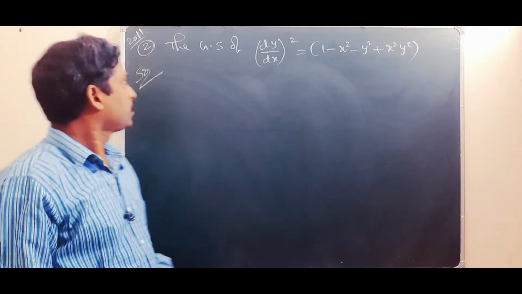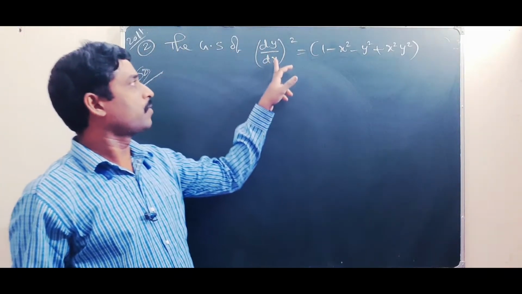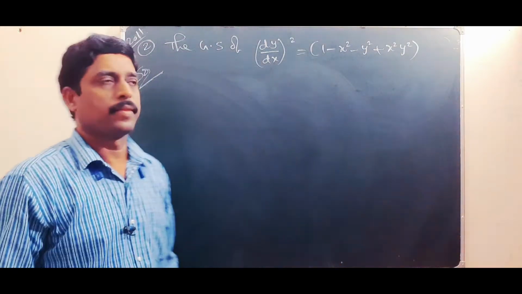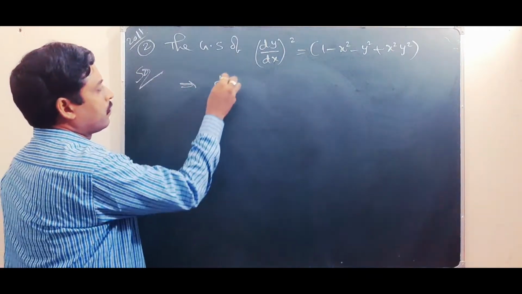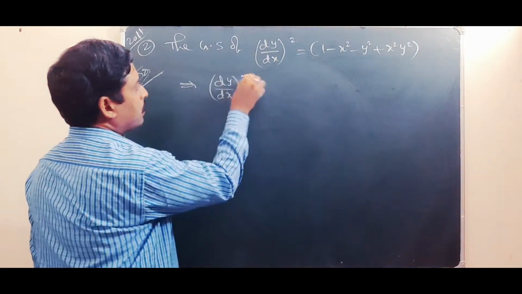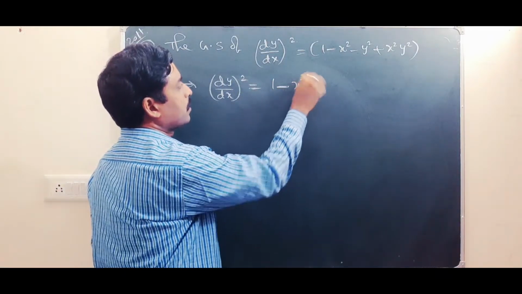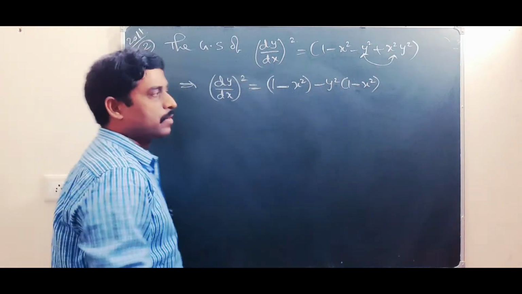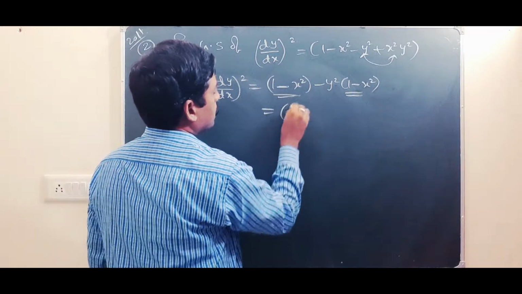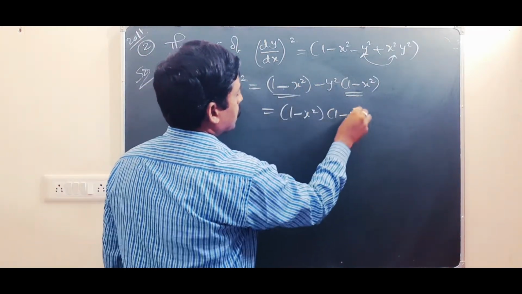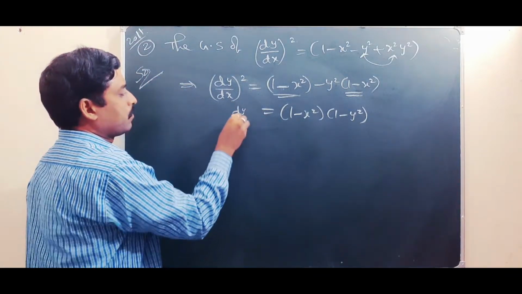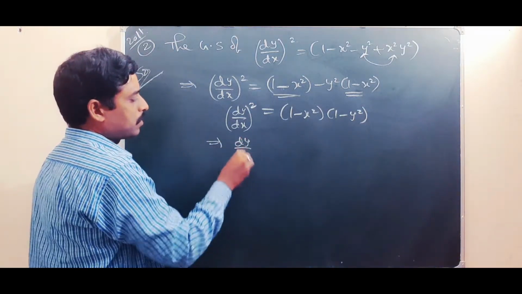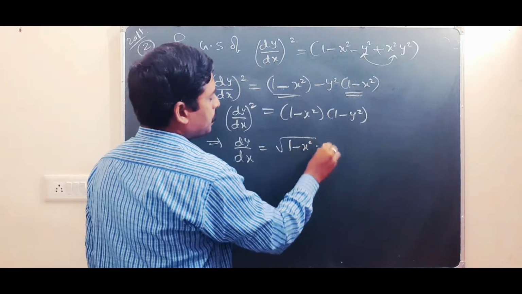Okay, let us go to the next problem. This is from 2011. The general solution of (dy/dx)² = 1 - x² - y² + x²y². Okay, so what is given? (dy/dx)² is equal to 1 - x². In this, taking the -y² term, take out common: 1 - x². Now 1 - x² common from here, remaining 1 - y². It will be (dy/dx)². Okay, square root on both sides. dy/dx is equal to √(1 - x²) times √(1 - y²).